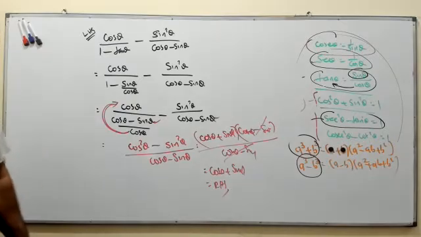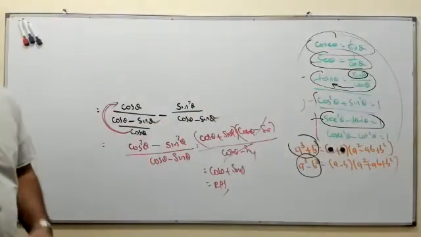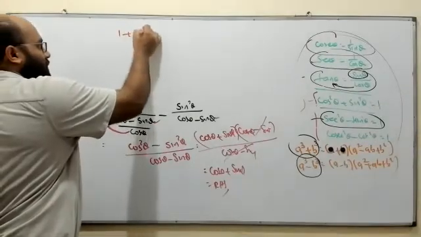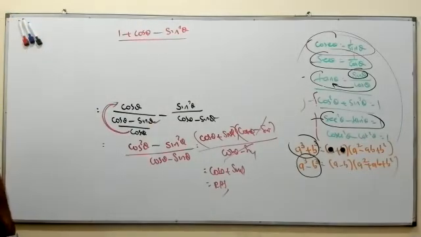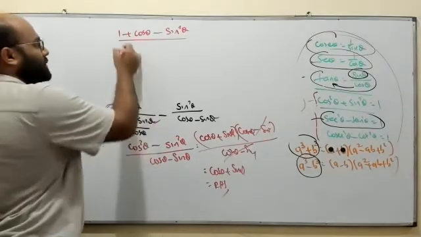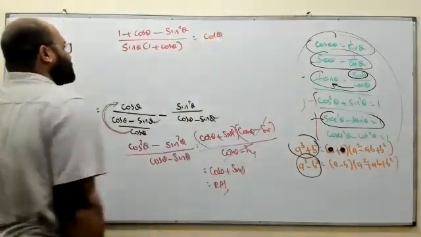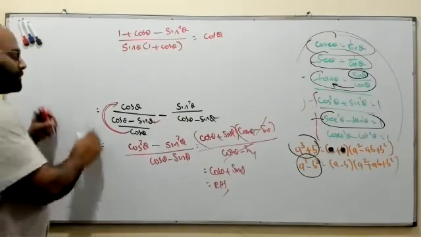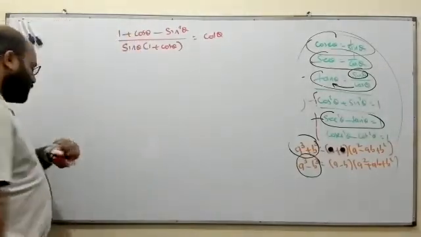Okay, next question. Prove that (1 plus cos theta minus sine square theta) divided by (sine theta into 1 plus cos theta) equals cot theta.